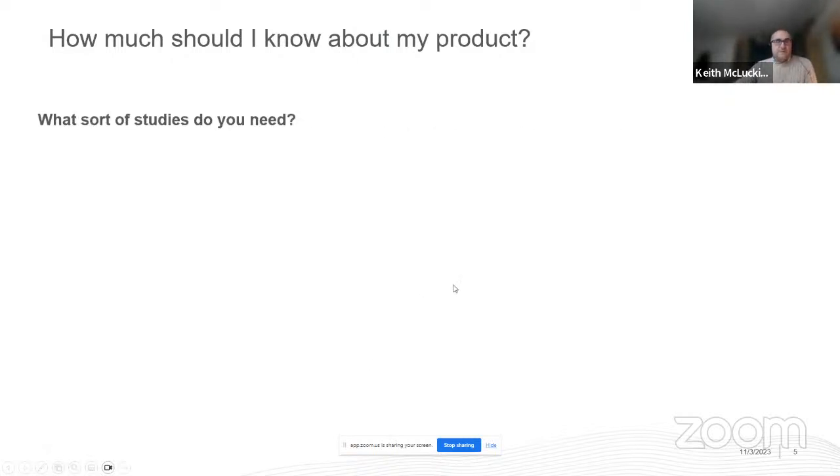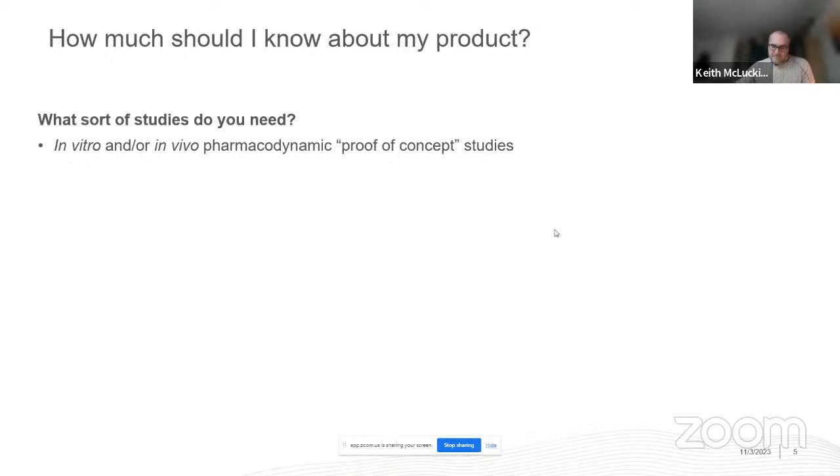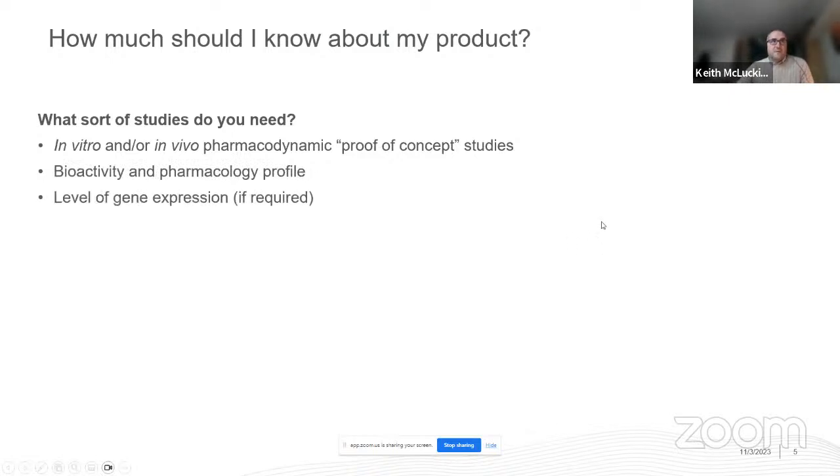So what sort of studies do you need? So in vitro or in vivo pharmacodynamic proof of concept studies, as I said before. So looking into transgene expression or CRISPR knockdown or stem cell engraftment. Bioactivity and pharmacology profile of the product. You may want to look at the level of gene expression if required.